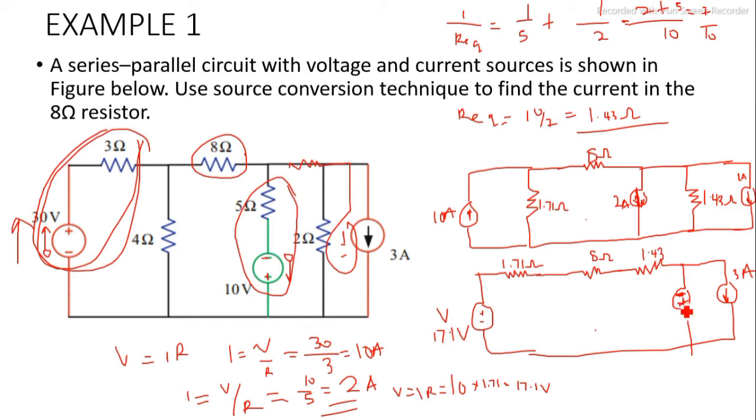So the resistance will not change, which is 1.43, and the voltage now equals what? The current times resistance. Your V will be equal to IR. What's the current? That's 2 times R, which is 1.43. We multiply that, and your V becomes 2.86 volts. So you can use KVL for this loop to know the current flowing in this circuit.